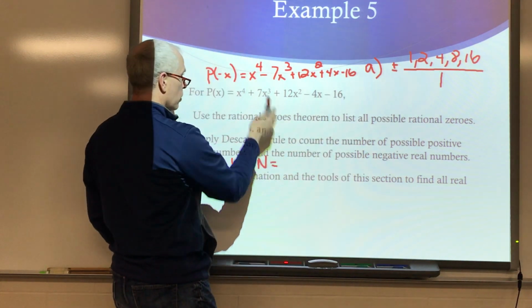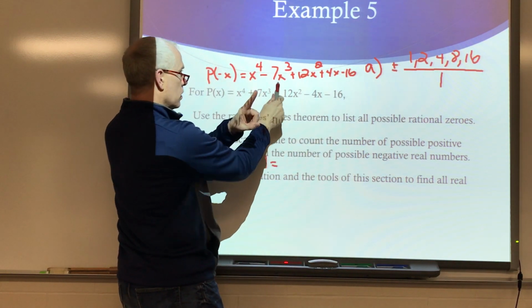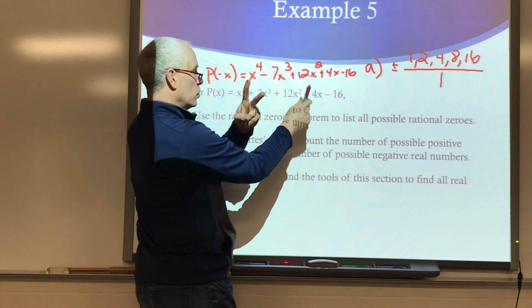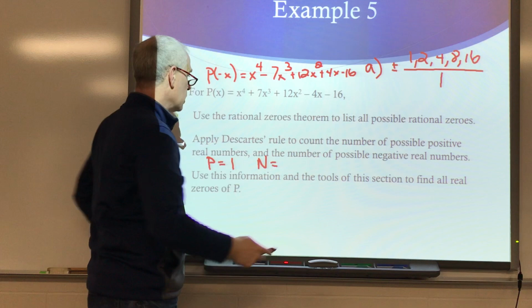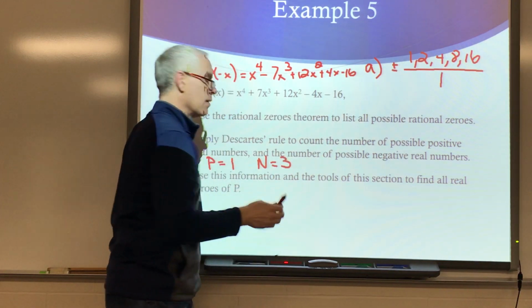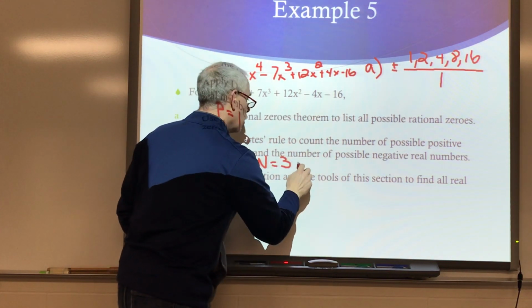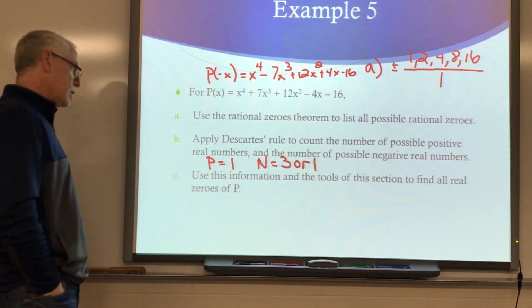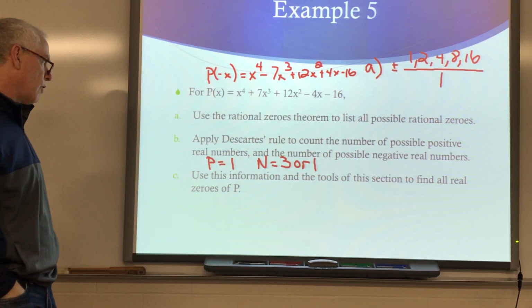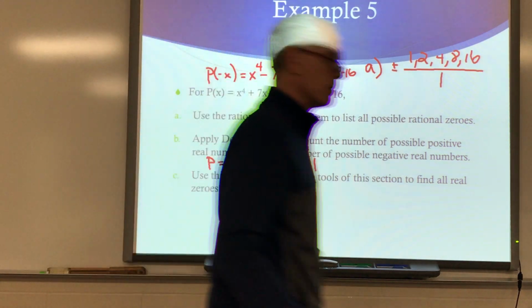So let's count those. So positive to negative, 1. Negative to positive, 2. Positive to positive, nope. Positive to negative, that's 3. So there's 3, and then less than that by an even number, or 1. Okay? And so use this information and the tools of this section to find all the real zeros of p.